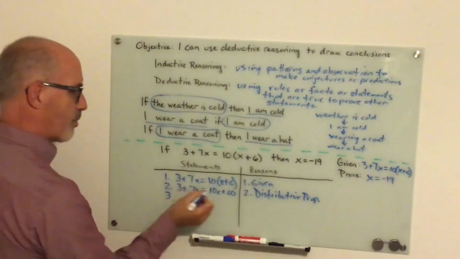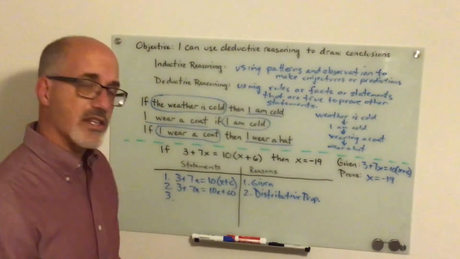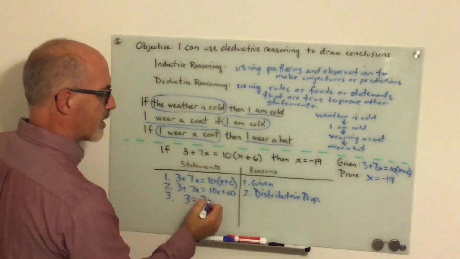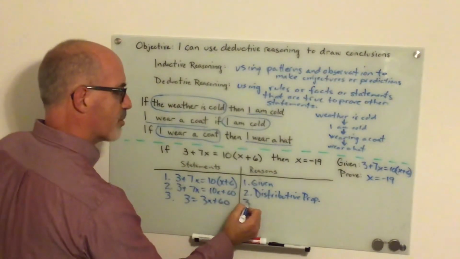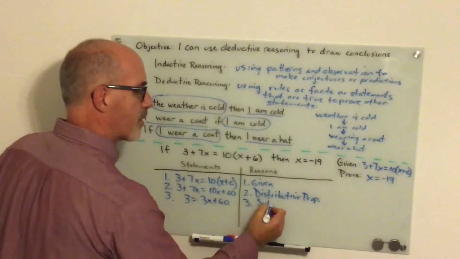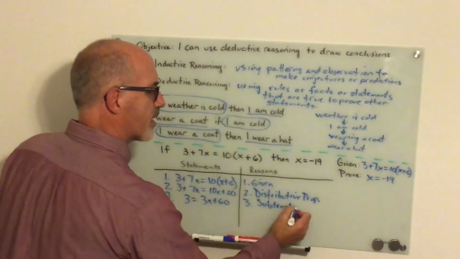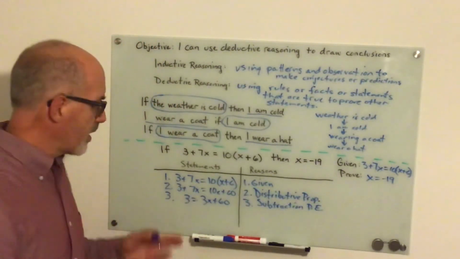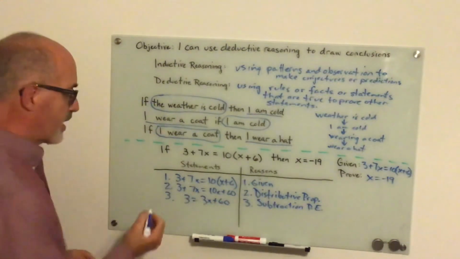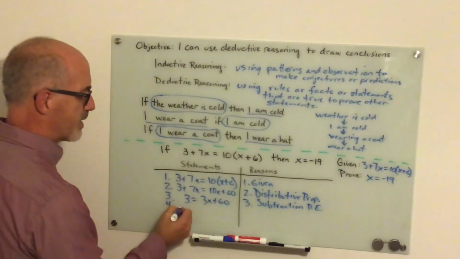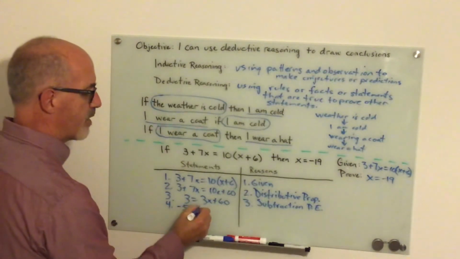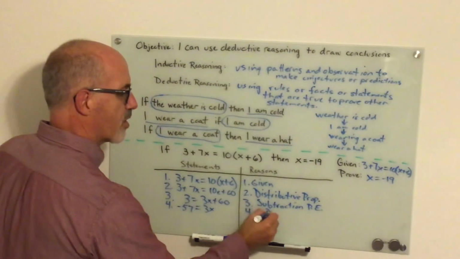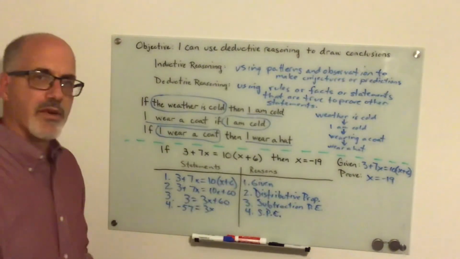Now, next step, when I want to solve this, I'm going to subtract 7x from both sides. So I get 3 equal to 3x plus 60, and that's because we know that we have a subtraction property of equality. So I'm going to put that as subtraction property of equality with a little bit of abbreviation. The next step is I'm going to bring the 60 over here. So if I go ahead and subtract 60, I get negative 57 equals 3x. And again, it's the same reason, and I'll abbreviate even further. I'll call that SPE for subtraction property of equality.